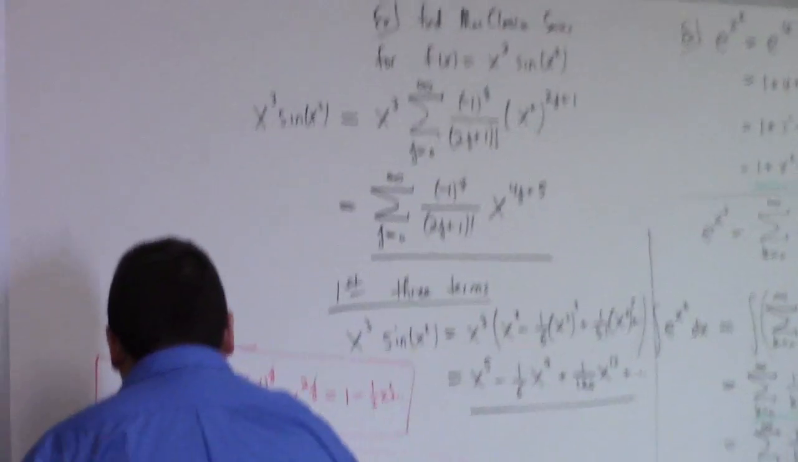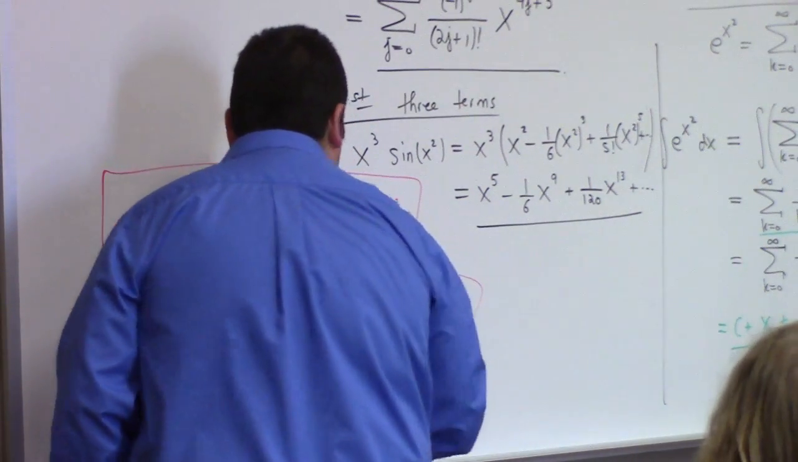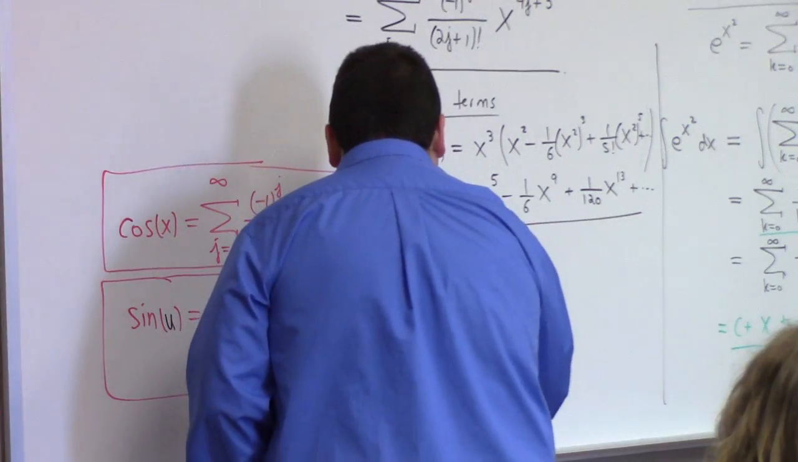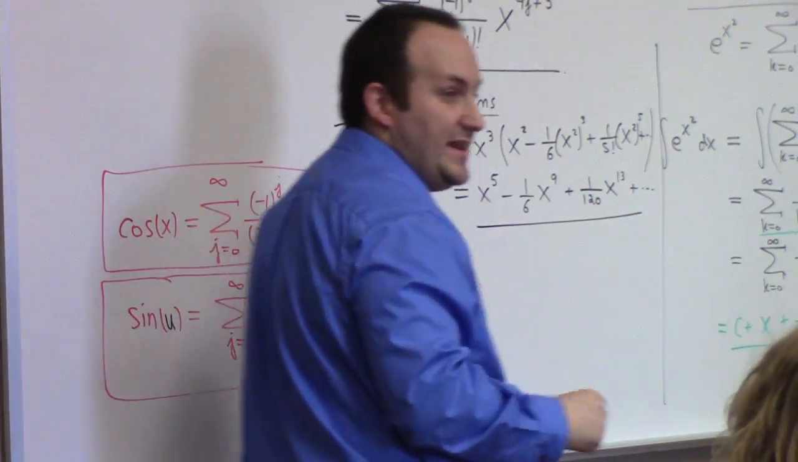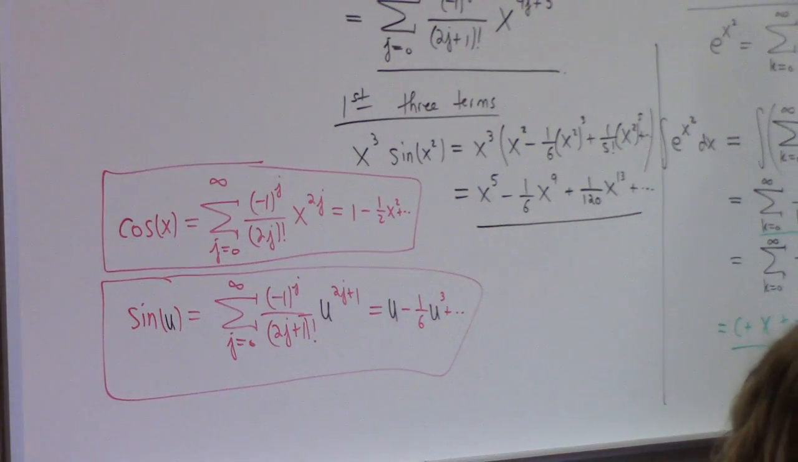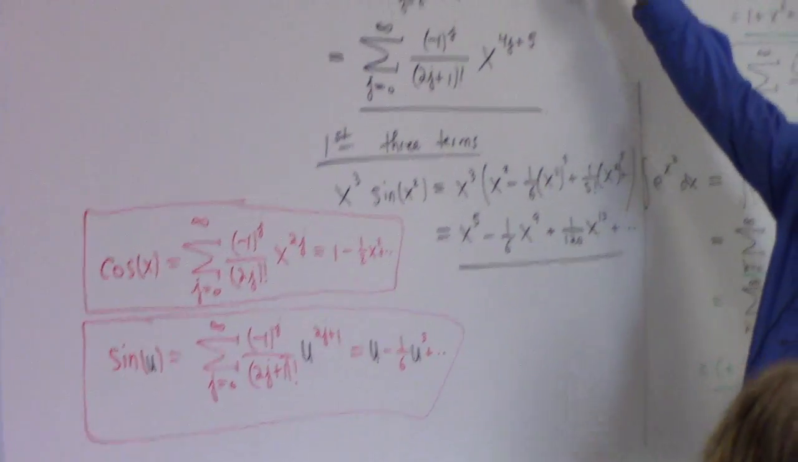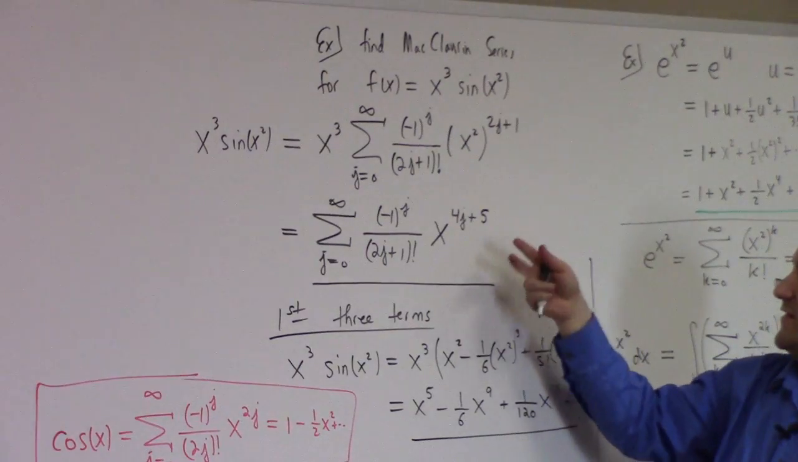Sometimes I think it's helpful for students to put u here instead of x, because so often that's how we want to use it. We want to use it as a substitutionary template, as opposed to actually having an x there. So it might be helpful to write things again with u's, so you can think, okay, I'm just plugging in x squared in this case. And so there's the power series for x cubed times sine of x squared.